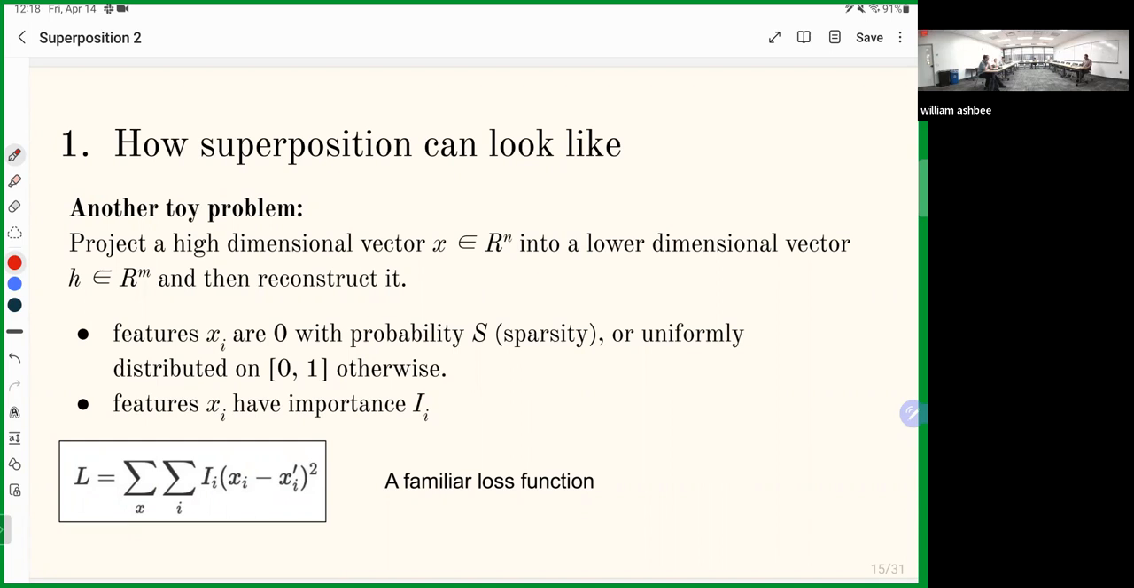So given some vector of features in n dimensions, let's try to project it into a lower dimension and then reconstruct it. It's fairly familiar, quite the same as what I told before. Features can be 0 with probability S, which is a measure of sparsity, or otherwise they are uniformly distributed on 0 to 1. And features have an assigned importance that affects the loss function. The more important the feature is, the more the error of reconstructing this feature affects the loss.